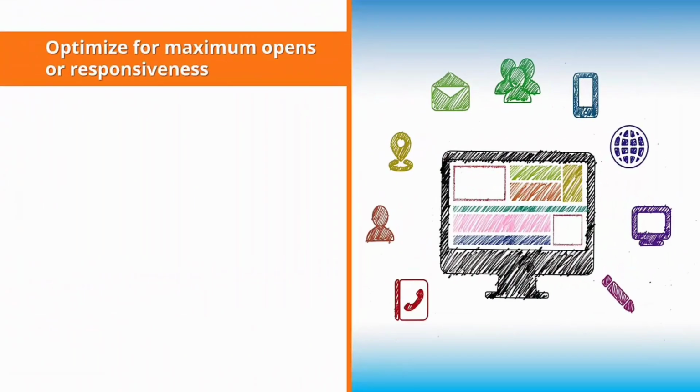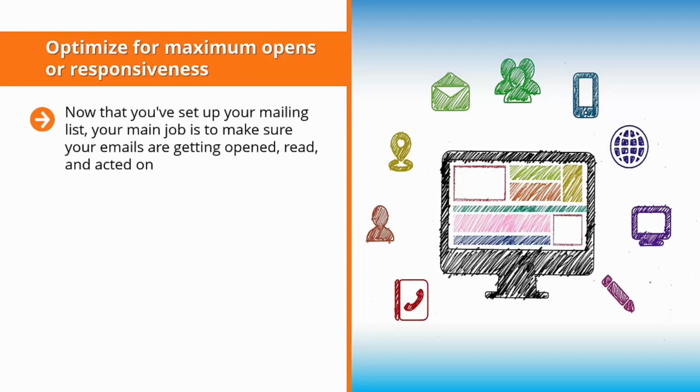Optimize for maximum opens or responsiveness. Now that you've set up your mailing list, your main job is to make sure your emails are getting opened, read, and acted on. This is the essence of list marketing. If you fail to optimize your emails, then your list is dead in the water. It really would be. Why? What's the point of getting a lot of people to join your mailing list when they're not going to be reading your emails? If nobody is clicking on your links or reading your materials, then your business is practically dead.